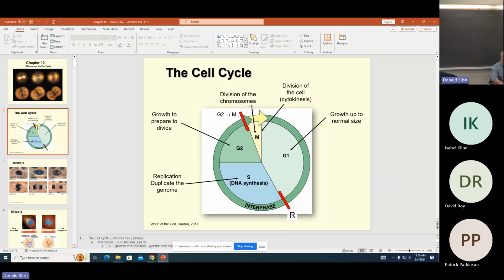Then comes mitosis, and in the center of mitosis we've got another checkpoint that we'll talk about, the metaphase-anaphase checkpoint. But here in mitosis, basically you're dividing the chromosomes. And then at the end of mitosis, you've got cytokinesis to divide the cell. Now you've got two smaller cells, so you've got growth up to a normal size. You'll see that when the cell goes into mitosis, it rounds up and goes through the whole chromosome separation. Then once it hits G1, it flattens out again and becomes more like an adult cell. So that's your cell cycle.